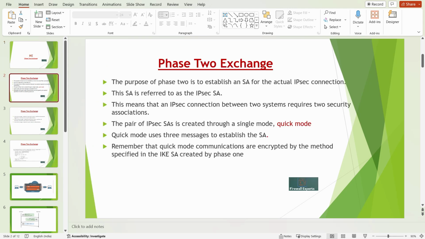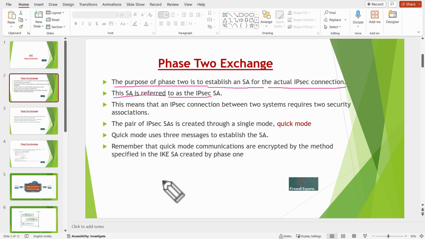Phase 2 exchange. The purpose of phase 2 is to stabilize the SA for the actual IP connection. So this is the main purpose. In phase 1, the actual connection was not stabilized. The actual connection will be stabilized in phase 2 only. The SA is referred to as the IPsec SA.